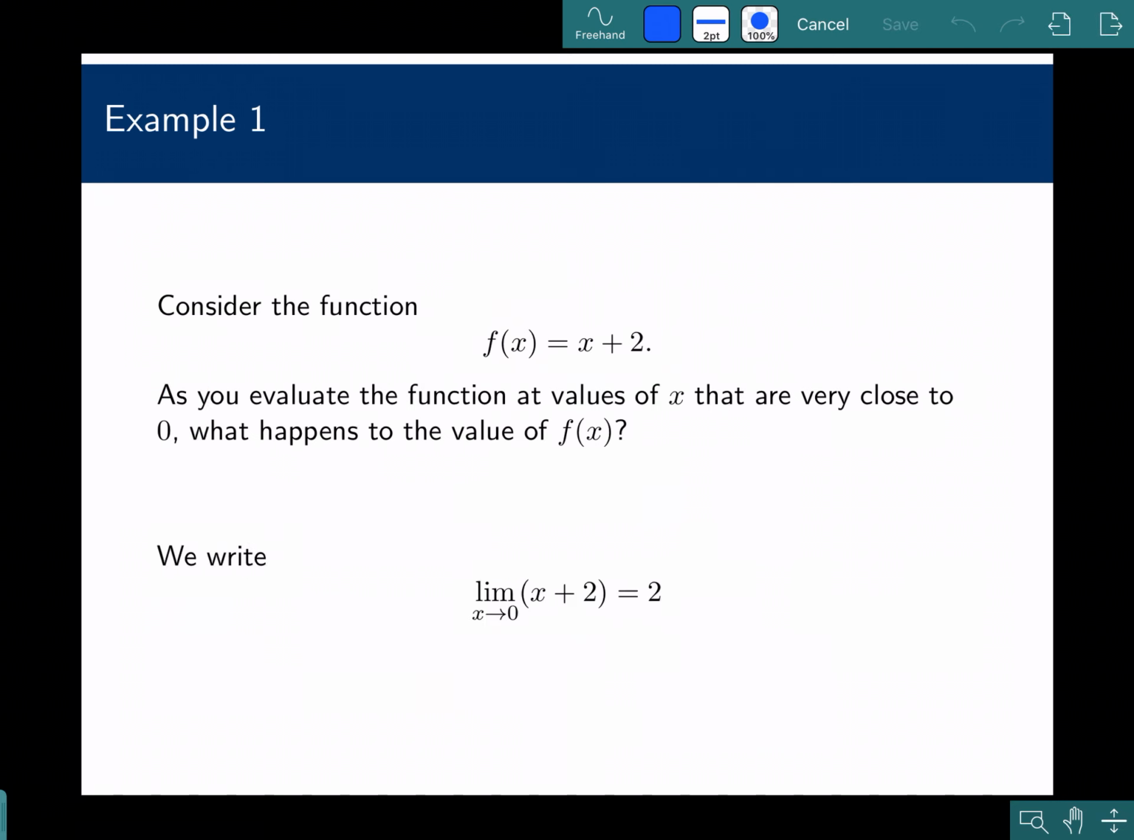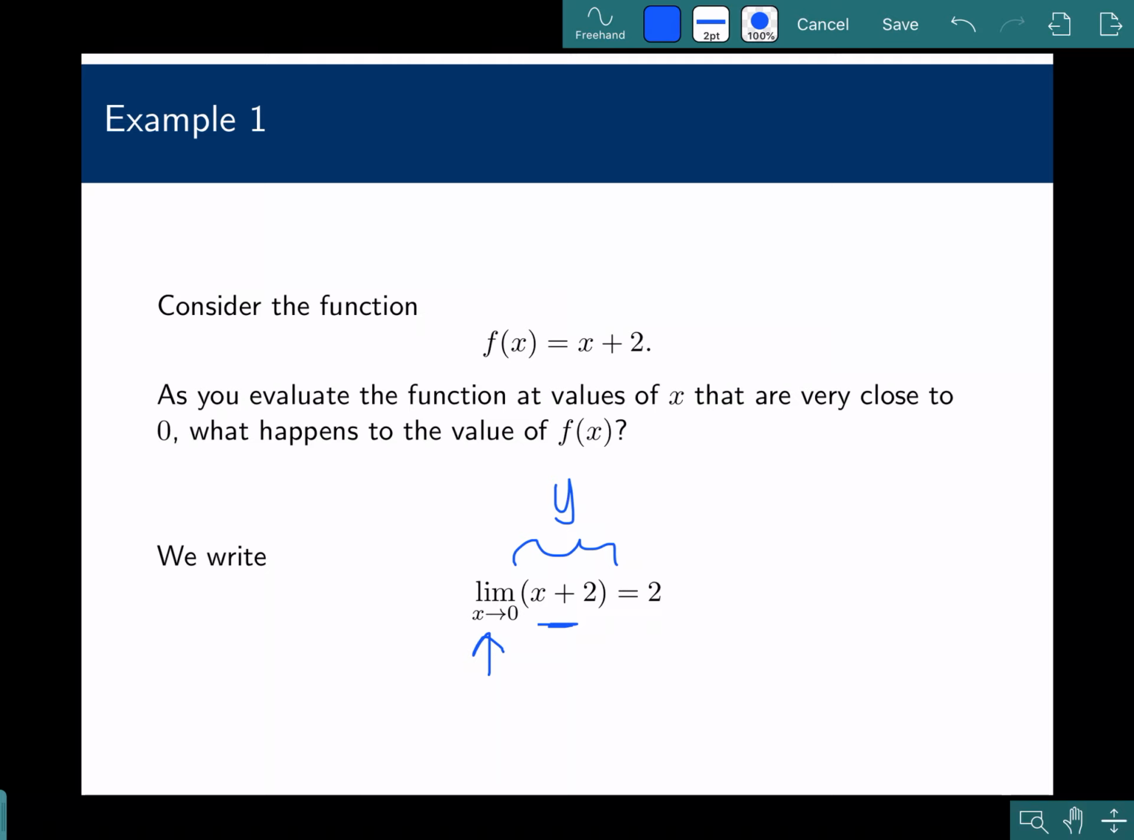We write it like this. The limit as x approaches 0. The limit tells me I'm wondering about x getting close to something, and I want to know what y is getting close to. And then beneath it, I write x approaches 0. So I now know that x is getting close to 0, and here is my function. This is my y value. What is happening to this y value as x is getting close to 0? And the answer is, it's getting close to 2. And we write the limit as x approaches 0 of x plus 2 is 2.